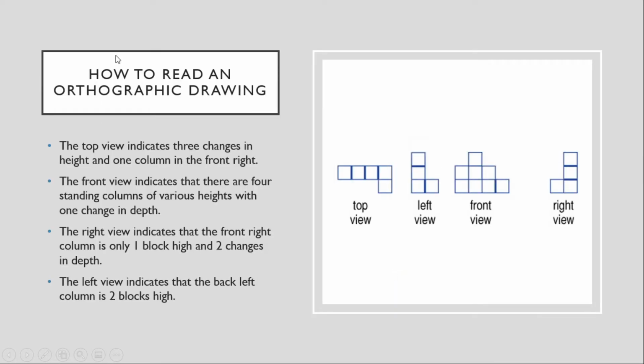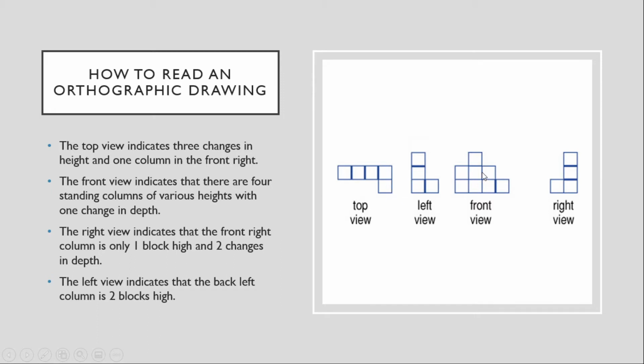So orthographic, how to read orthographic drawings. They give us this top view right here. As you notice, this top view has these dark lines. These dark lines tell us there's breaks, or rather height changes, so that this square, and this square, and this square, and this square all have different heights, but these two have the same height. Okay, so the top view indicates three changes in height and one column in front of the right. Yeah, so you see that?